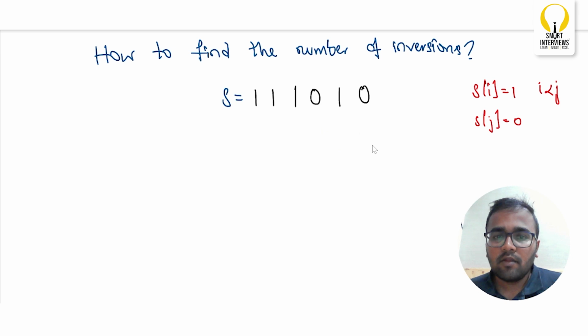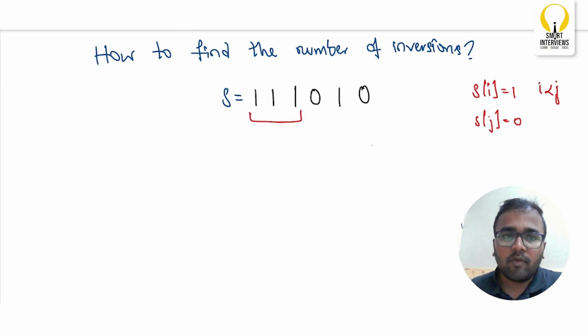So basically, the number of inversions is dependent on 0. It is nothing but the number of ones on the left of 0 that is equal to the number of inversions. Got it? So the number of ones on the left are going to contribute the inversions for a particular 0. So for this 0, 3. For this 0, 4. So this is how we are going to find the number of inversions.